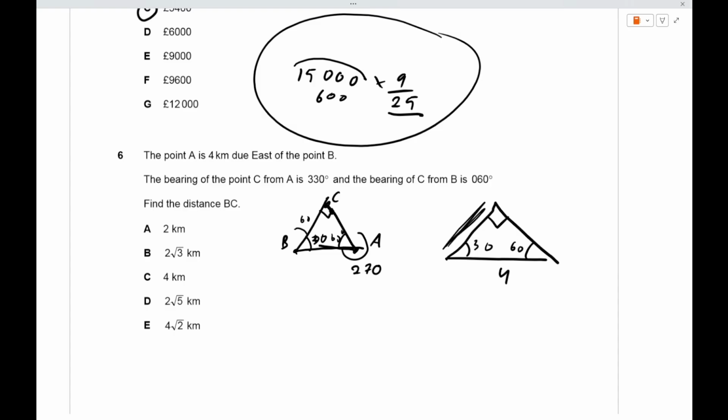So then you can just use SOHCAHTOA. Really simple. For example, if we choose this angle, we can do SOHCAHTOA on that using cos. You know that cos 30 is equal to the adjacent side x over 4. Then x is equal to 4 cos 30, which I'm sure we all know is 2 root 3. So the answer is going to be B.